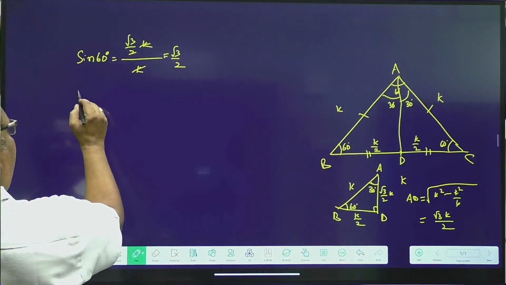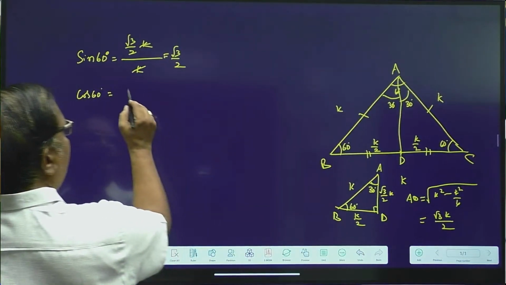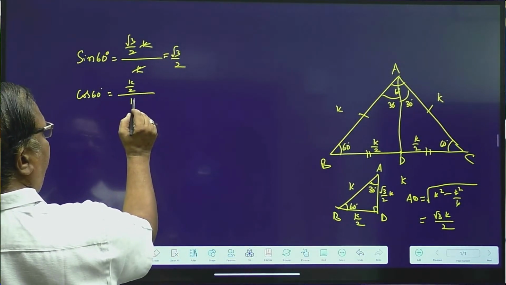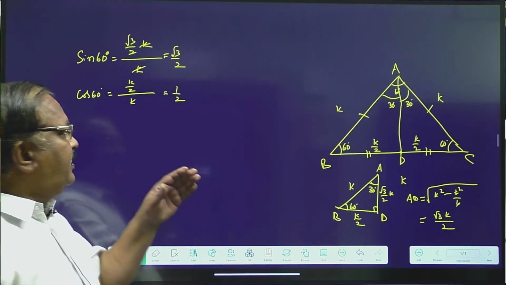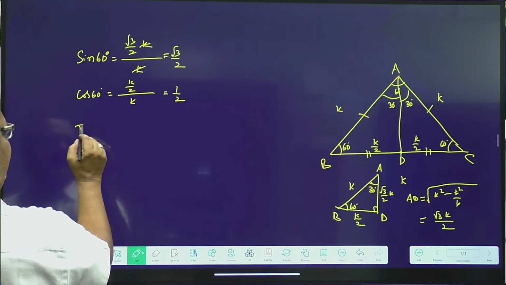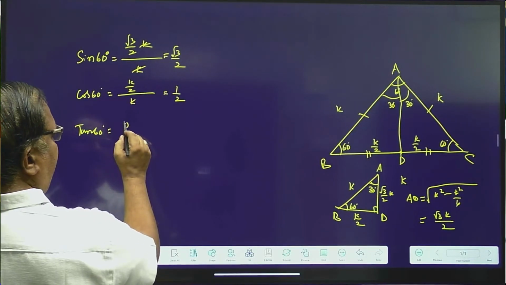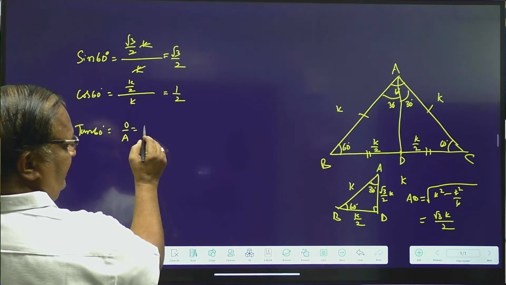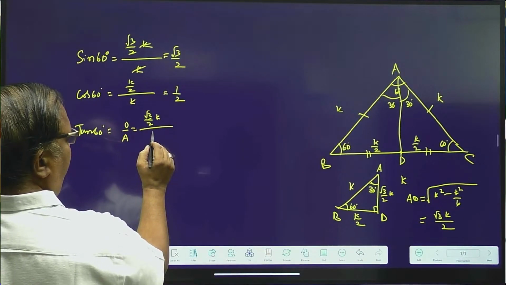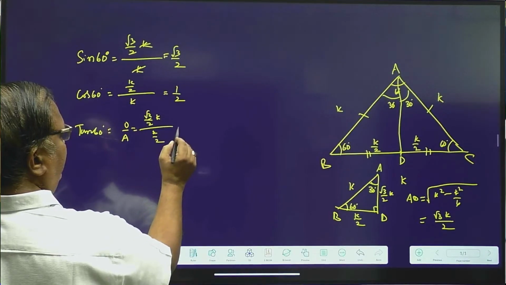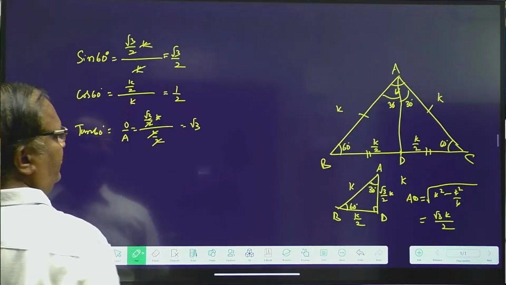Similarly cos 60 is adjacent by hypotenuse, k upon 2 by k. So k will cancel, half. Now we got sine and cos, so we can easily find tan 60. Tan 60 is opposite side by adjacent side, root 3 by 2 k by k by 2. So 2 will get cancelled, k also will get cancelled, root 3.